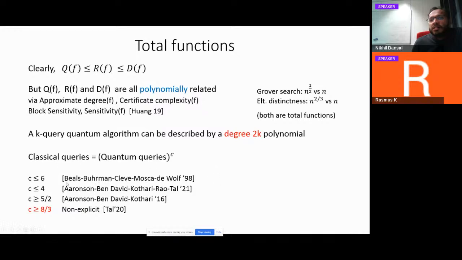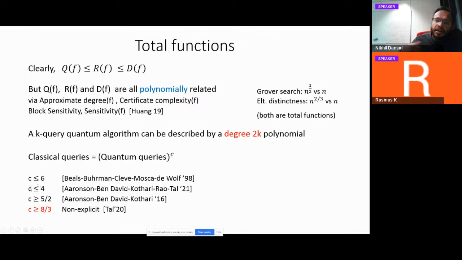So there was a classic result of Beals, Buhrman, Cleve, Mosca, and de Wolf, which showed that you don't need more than a 6th power. So if you can do something in k quantum queries, you can do this in k to the 6 randomized classical queries. And I think in an upcoming STOC paper, this has been brought down to 4.